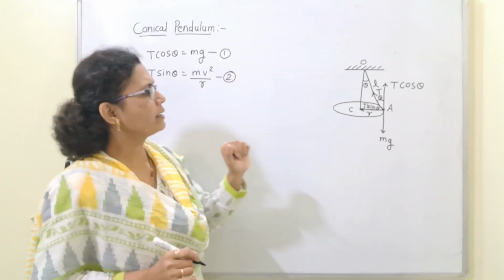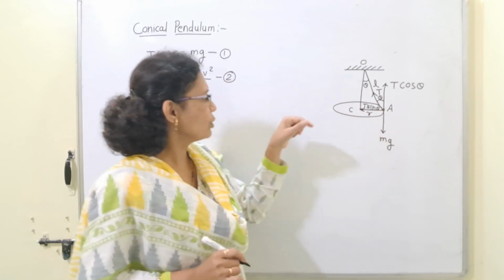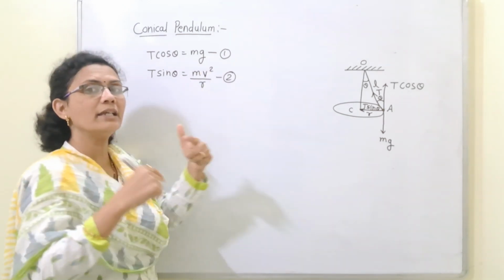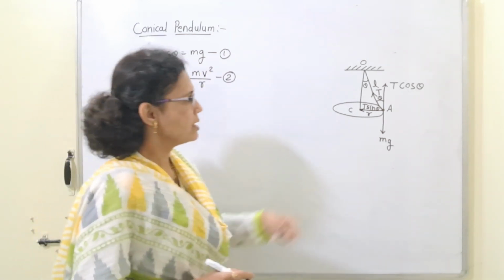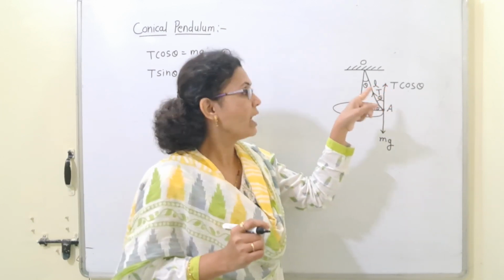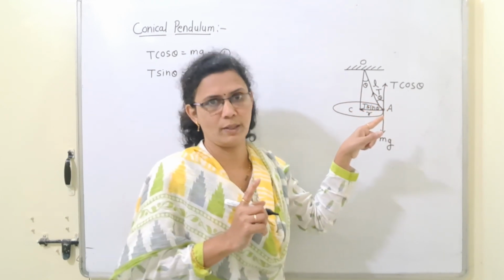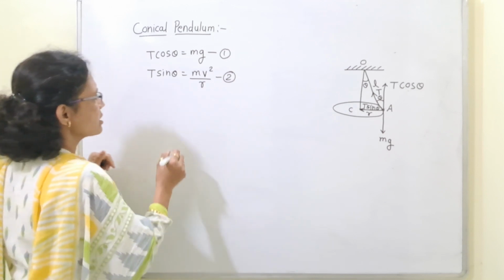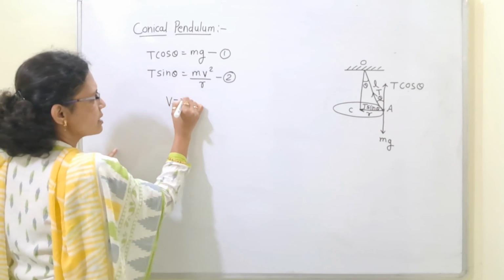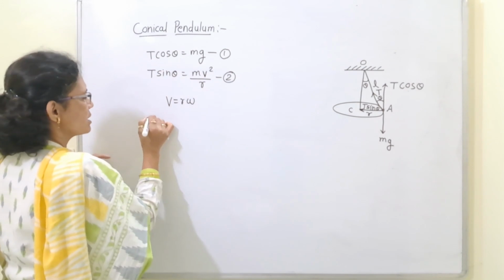Now, we have to find the time period of this conical pendulum. So, here I have to consider the relation between linear velocity and angular velocity. See, here there is an angle made with the vertical axis, and so I have to consider the angular velocity of that pendulum. If it is omega, then the relation between v and omega is v equal to r omega. So I will put this value in equation number 2.